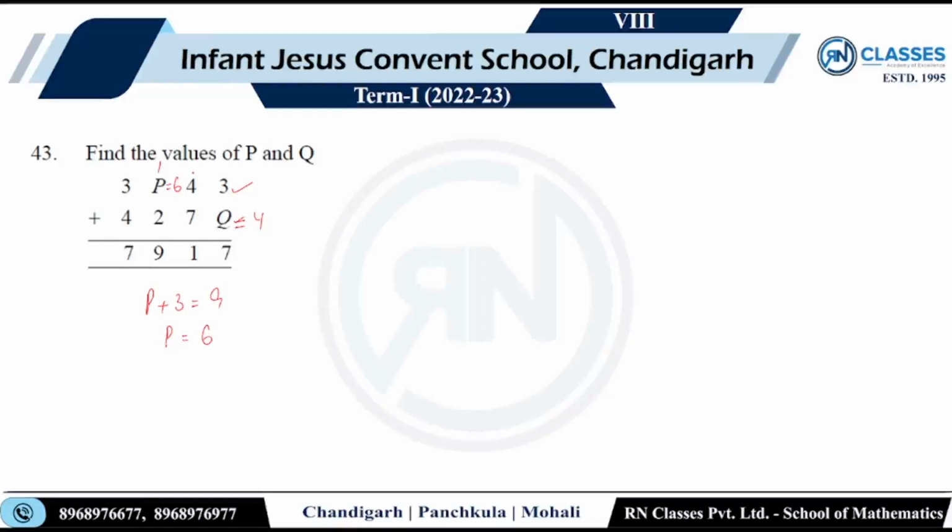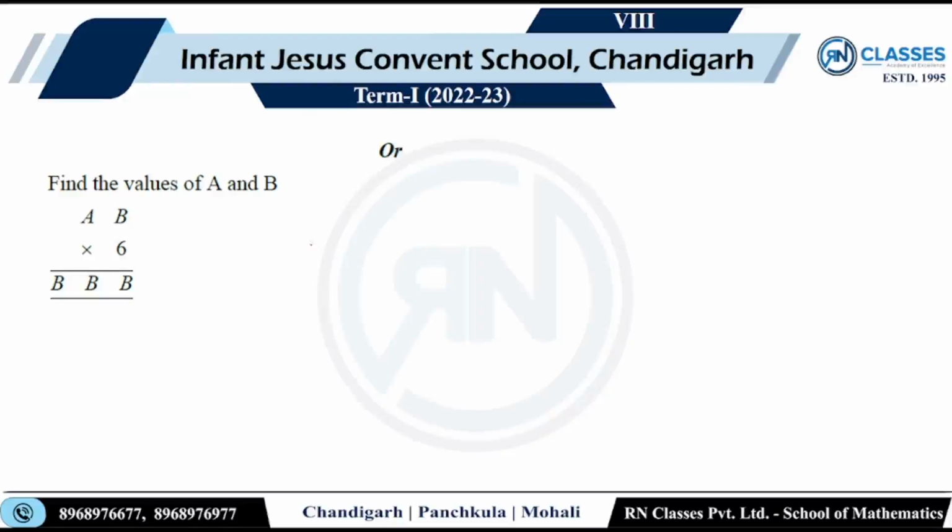Done. Next one. Oh, एक और था इसका और part. AB into 6 is equal to b into b into b. Not b into b into b. Actually, it's a number b. Right? यहाँ पे number आएगा. These are digits. A is a digit, B is a digit. So A and B की values रखनी है.